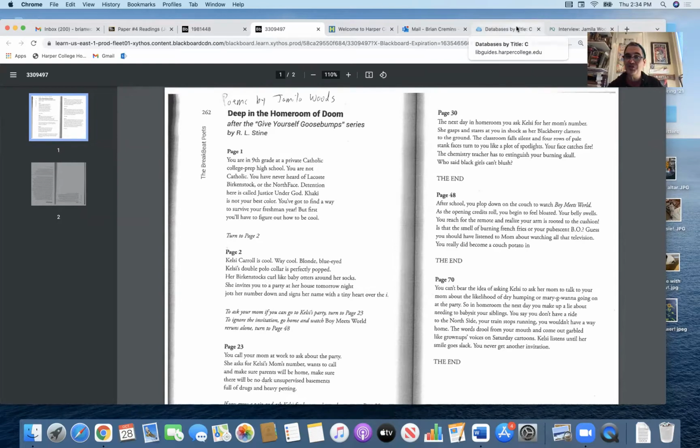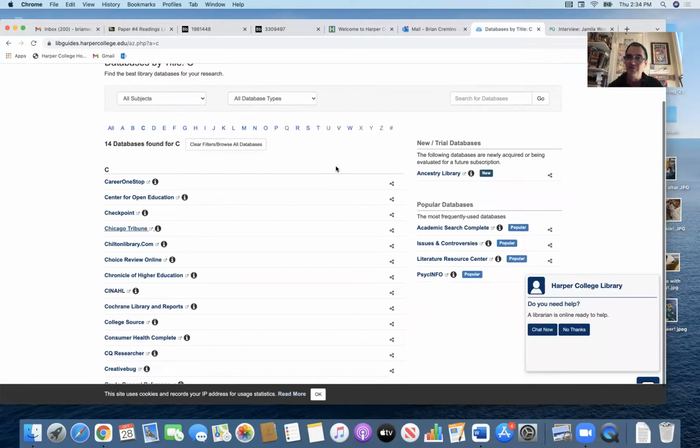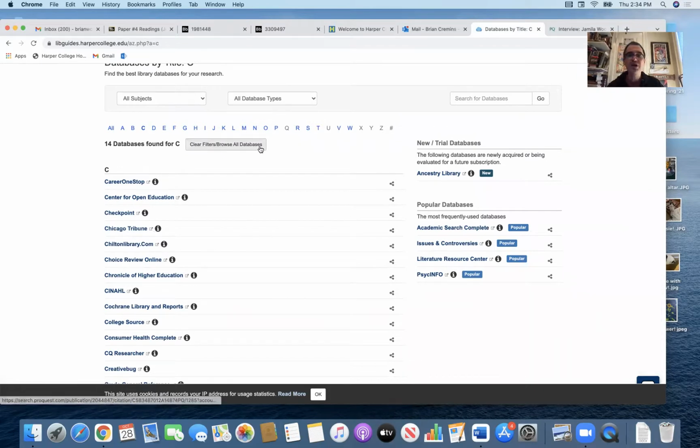So I've gone into the database. I've got it pulled up here on my screen. I'm not going to go through all those other steps of getting into the database because that's in the previous video, and I don't want to make this one too long. But here I am in the Chicago Tribune. I've already opened that up.